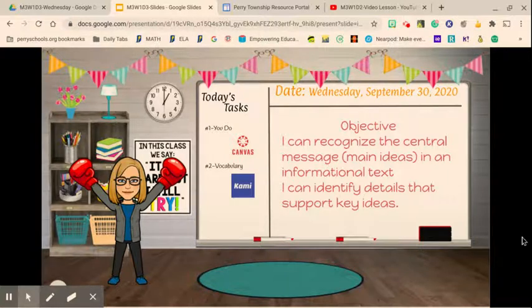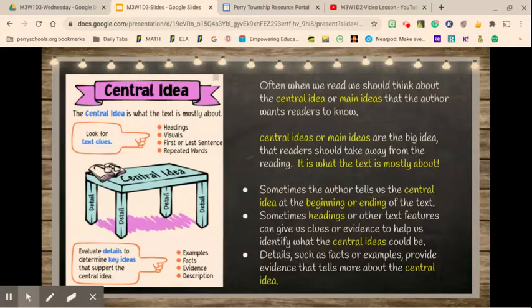Your assignment for today is a you-do that you will find in Canvas. You will be answering some different fill-in-the-blank questions, and then a multiple choice question to identify the central message of a short passage, and then you will have a vocabulary activity in Cami.